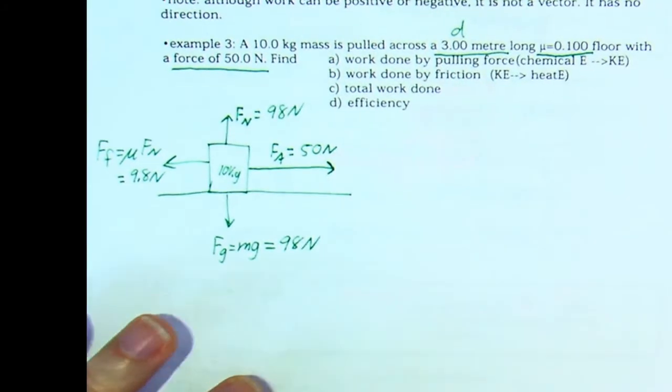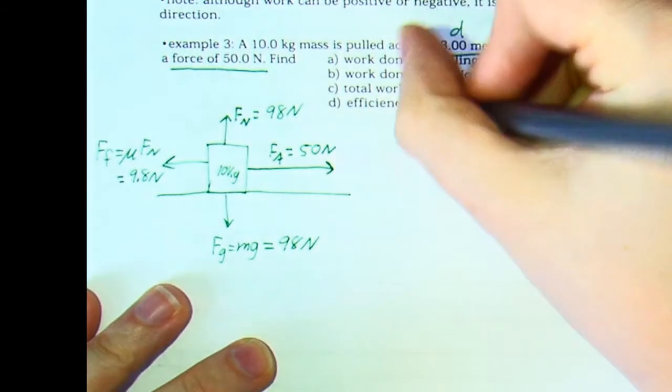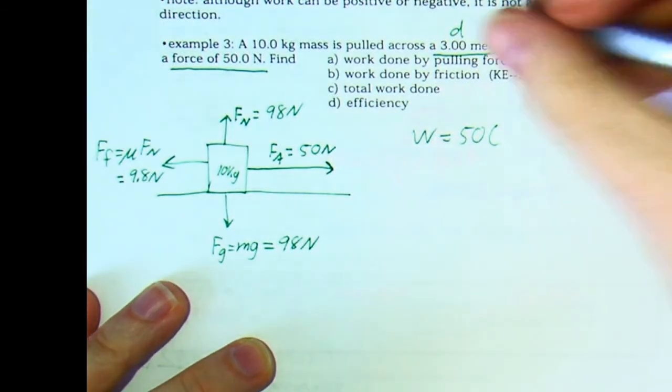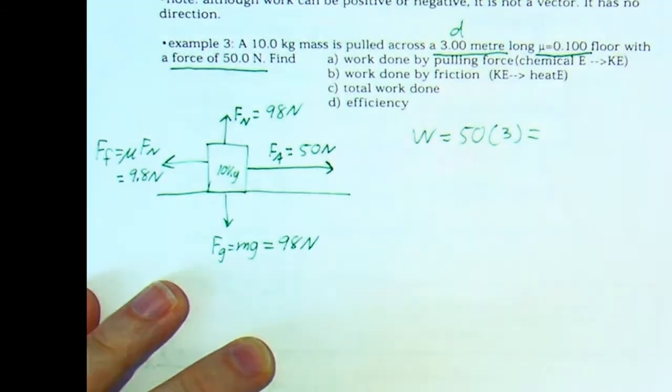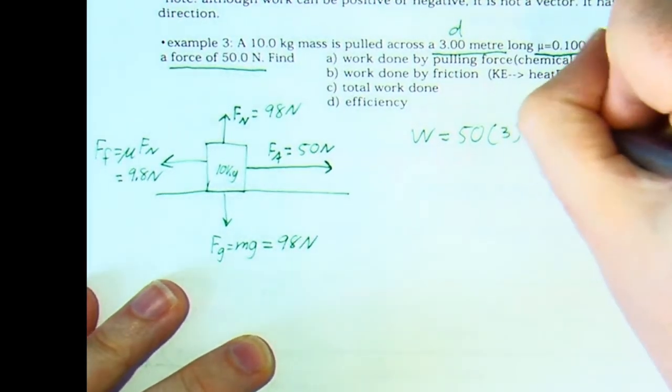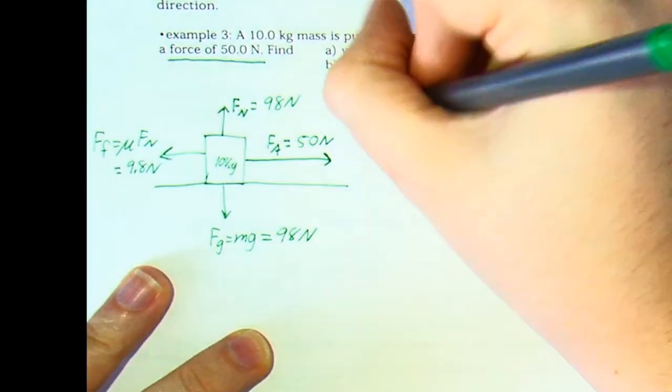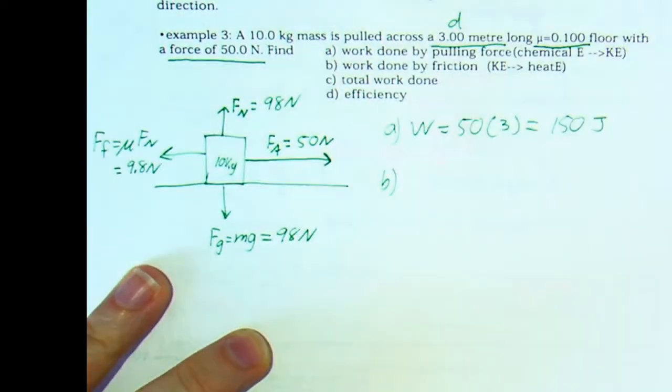So it's going to be relatively straightforward. Work done by the pulling force is going to be the force itself times how far it pulled. So 50 times 3 is going to be 150 joules or Newton meters of work done. That's A. Part B here, the work done by friction.